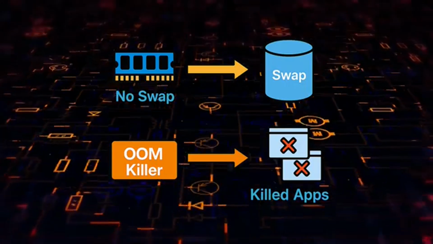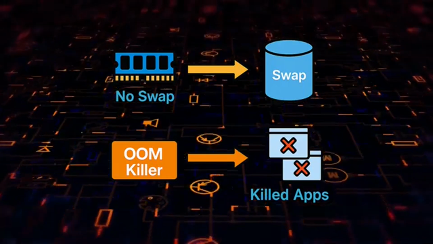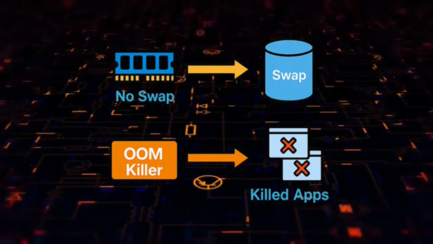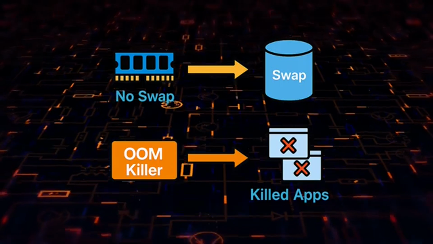If you don't have swap, when you run out of RAM, only one thing happens. The OOM killer wakes up and starts killing programs randomly. No warning, no mercy. When should you use swap? Almost always.